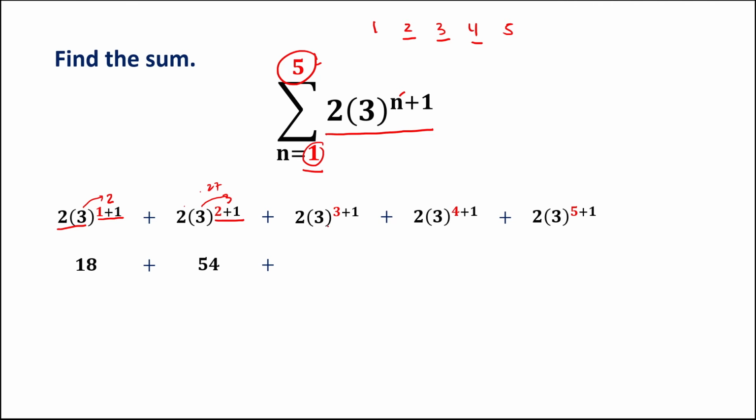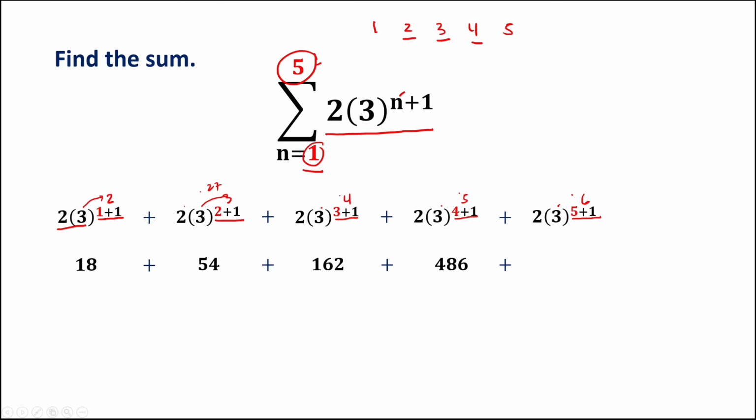Then plus, this 3 plus 1, this is equal to 4. And 3 to the power 4, this one is 81. And 81 times 2, that's 162. Then plus, this 4 plus 1, this is 5. And 3 to the power 5, this is 243. Then 243 times 2, that's 486. Then plus, for this 5 plus 1, that's 6.